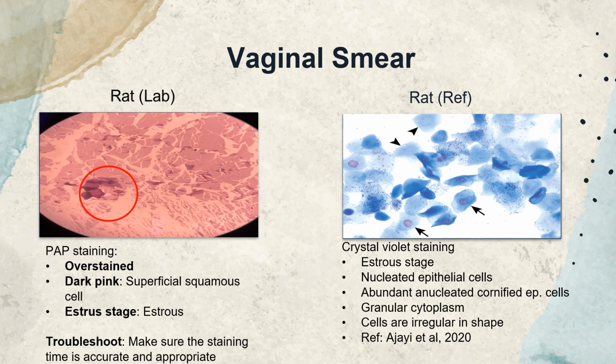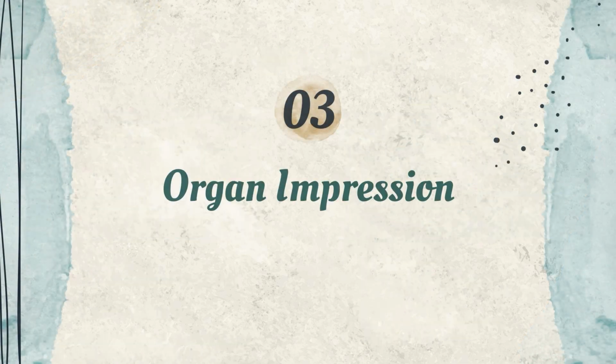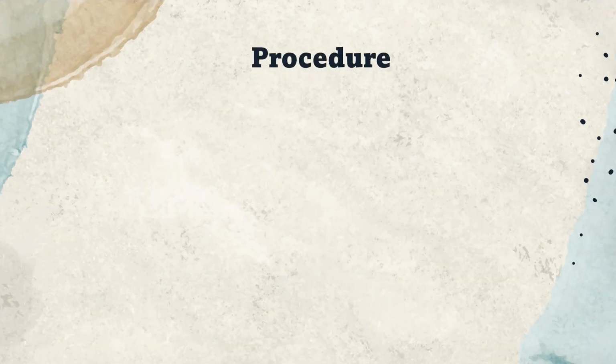The superficial squamous cell has a dark pink appearance and the cell is in estrus stage. This can be compared to the reference, which also shows an estrus stage, nucleated epithelial cells, abundant enucleated cornified epithelial cells, granular cytoplasm and cells that are irregular in shape. The troubleshooting that can be done is to make sure that the staining time is accurate and appropriate. These are the procedures for organ impression.